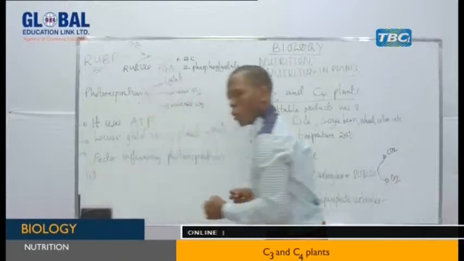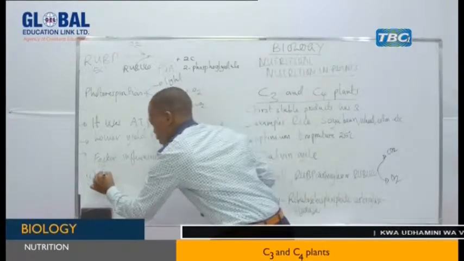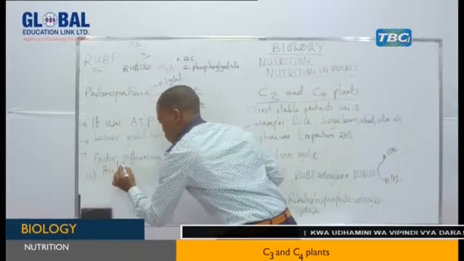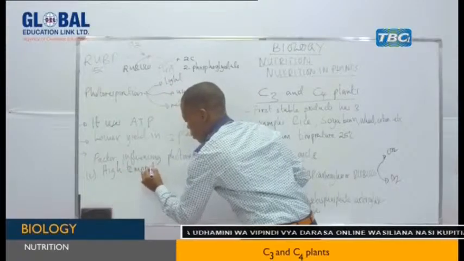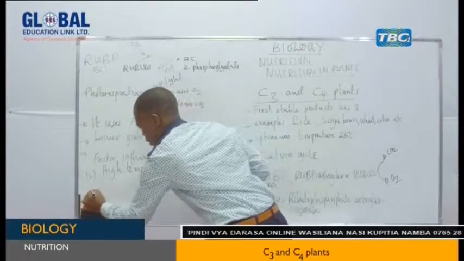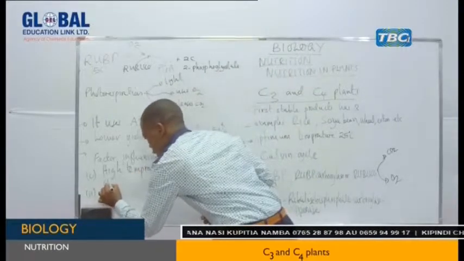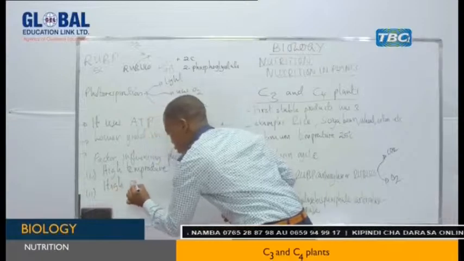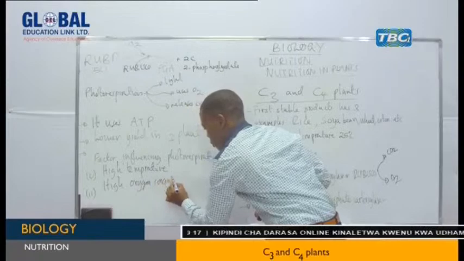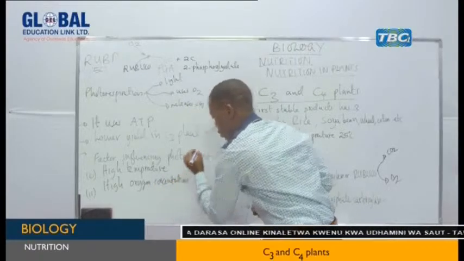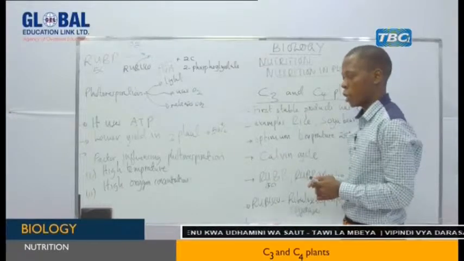The factor number 1 which influences the process of photorespiration is high temperature, and factor number 2 is high concentration of oxygen. How does this factor bring about photorespiration?